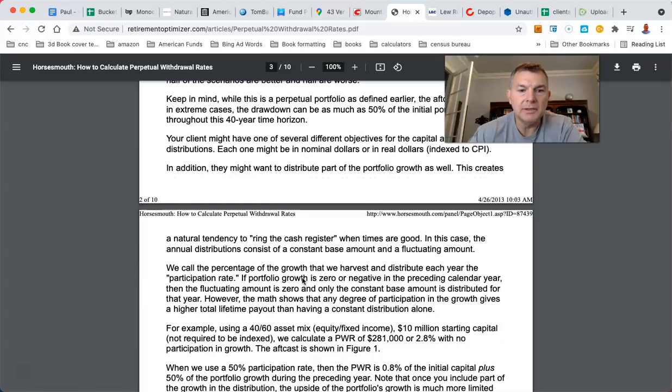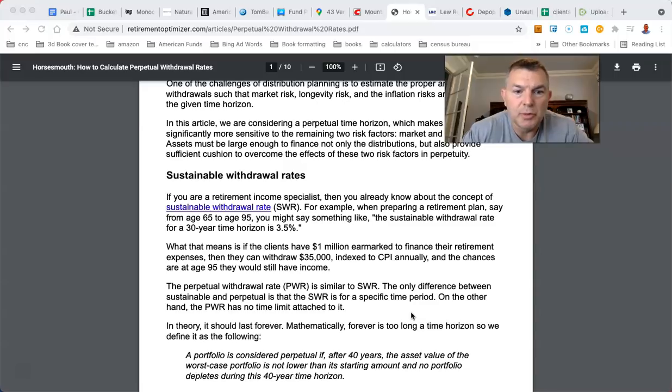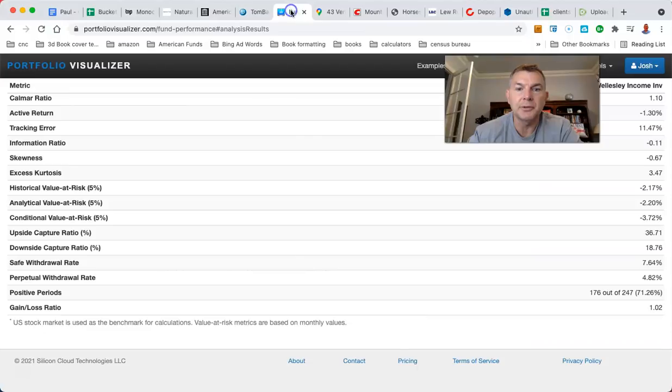Hold on just a second. The only difference between the safe or sustainable withdrawal rate and the perpetual is that the sustainable withdrawal rate has a specific time period attached to it, but the perpetual has no time period attached to it. So the perpetual is literally in perpetuity. The safe withdrawal rate says, hey, I only want to do this for 30 years or something like that. So let's go back. So we got a perpetual withdrawal rate of 4.82, a safe withdrawal rate of 7.64, but that's only for these 20 years.